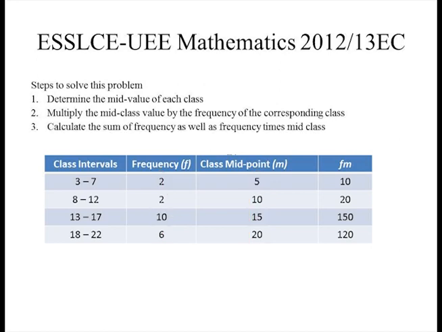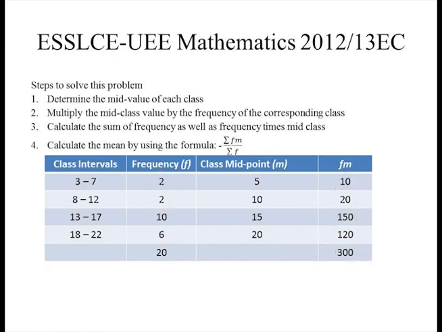Step 3. Calculate the sum of the frequency as well as the frequency times the mid-class value. That is, calculate the sum of each of the second and fourth columns. The sum of the second column, 2 plus 2 plus 10 plus 6, is equal to 20. The sum of the fourth column is 10 plus 20 plus 150 plus 120, which is equal to 300.